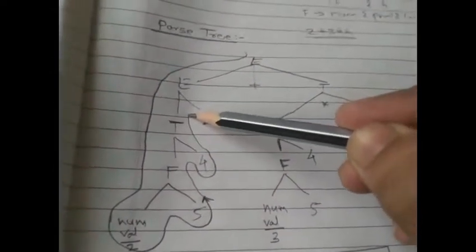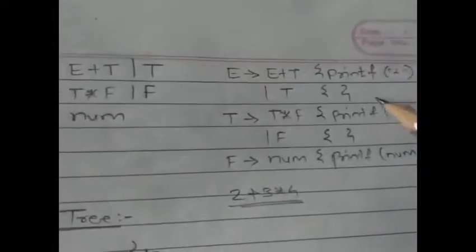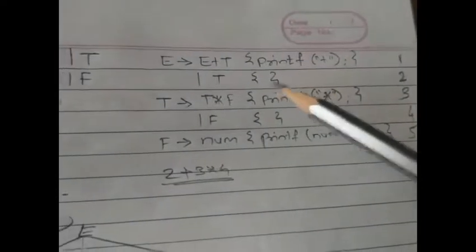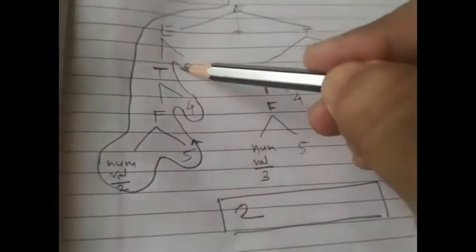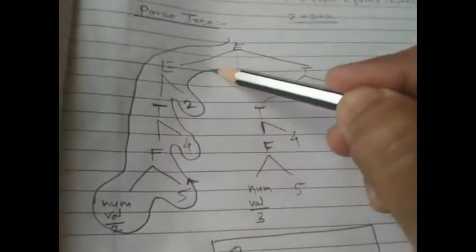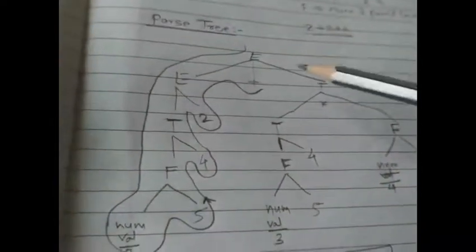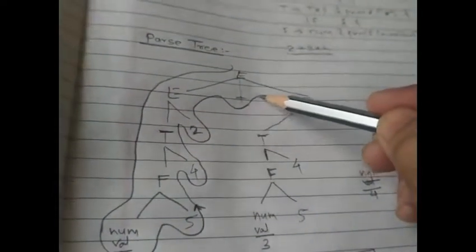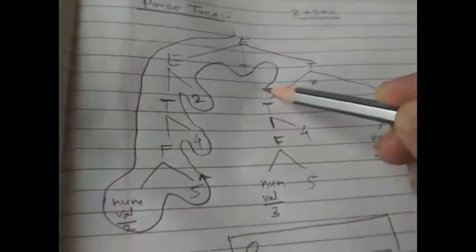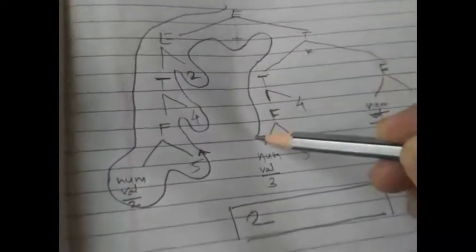So next is 2. We have occurred with semantic action 2. So what is semantic action 2? Semantic action is do nothing. So do nothing. So we will go, then we have occurred with plus, that's all. Then again come down, and here you will again come across semantic action 5.